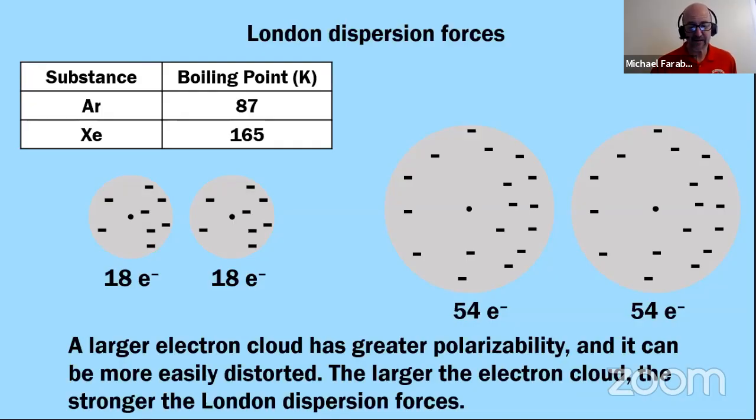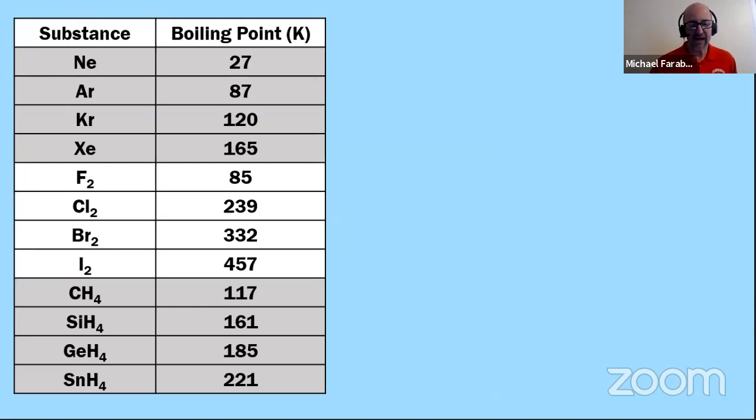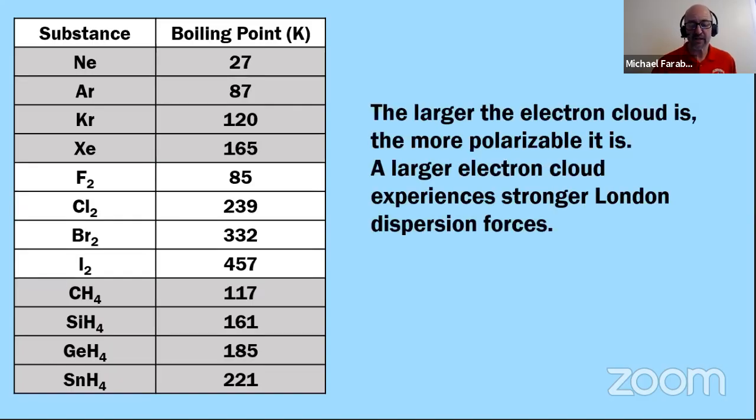Now I'm giving you more data. So here are 4 noble gases: neon, argon, krypton, and xenon. Take a look at that boiling point trend. Similarly, I have nonpolar substances such as fluorine, chlorine, bromine, and iodine. And I have methane, CH4, followed by silane and germane and stannane. These are all nonpolar tetrahedral molecules that have a central atom, carbon, silicon, germanium, tin. Notice that the electron clouds are increasing. So the larger the electron cloud is, the more polarizable it is. A larger electron cloud experiences stronger London dispersion forces.